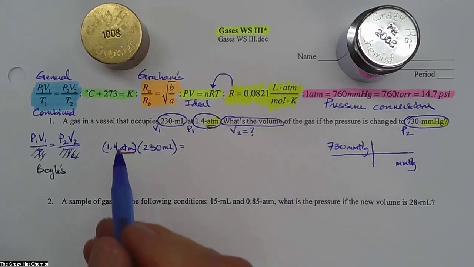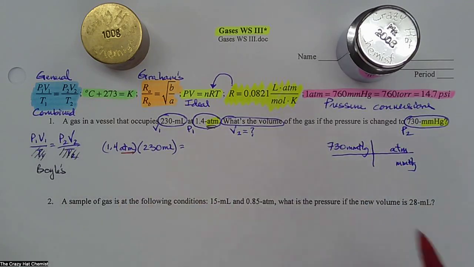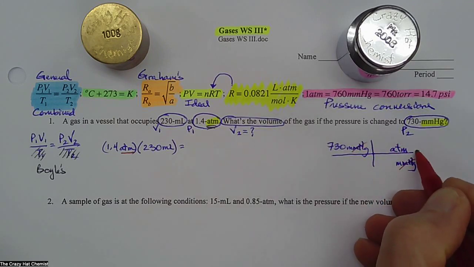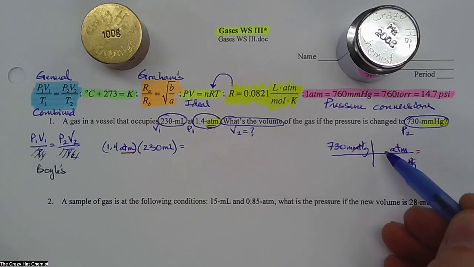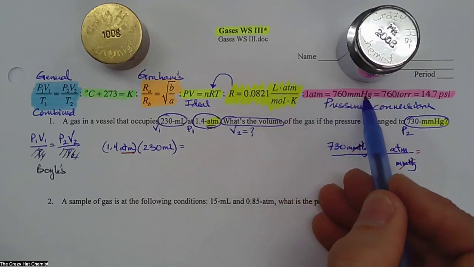What are the units of pressure that I want? I want atmospheres. So that's why I'm going to put atmospheres in the top. You should see that the millimeters of mercury will cancel out and I will be left with atmospheres under this circumstance. Now what I need to do is find out what these two numbers are associated with atmospheres and millimeters of mercury, and they are right here in the pink.